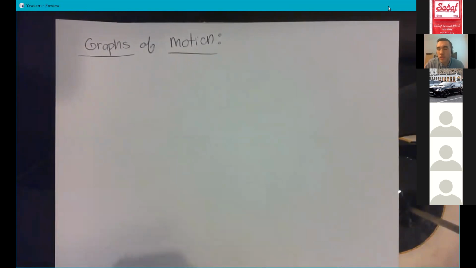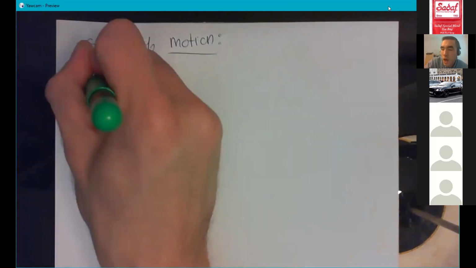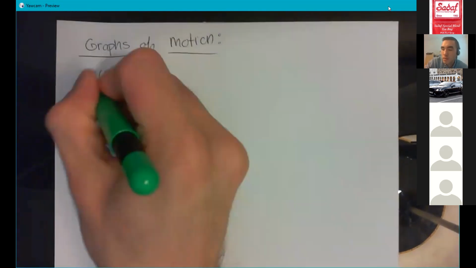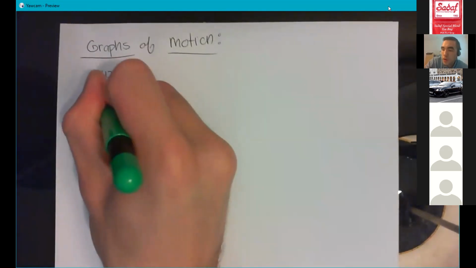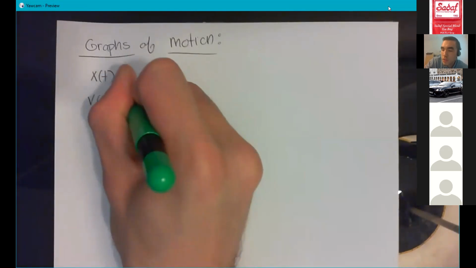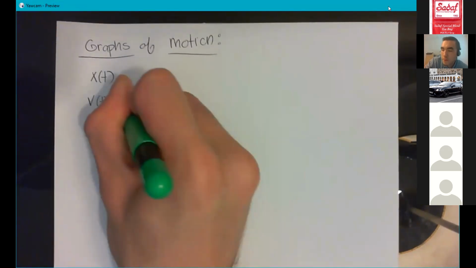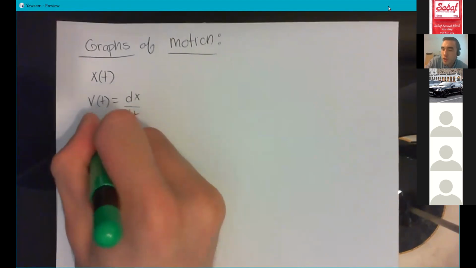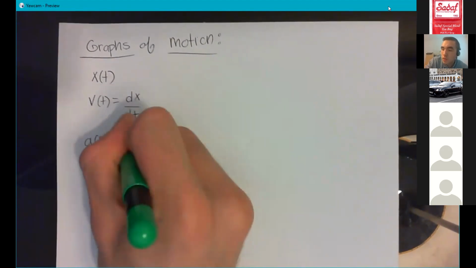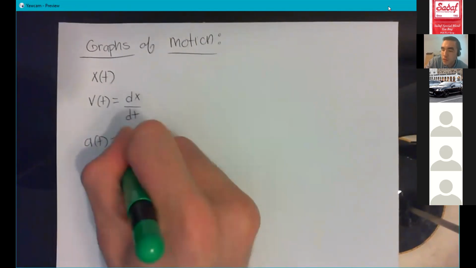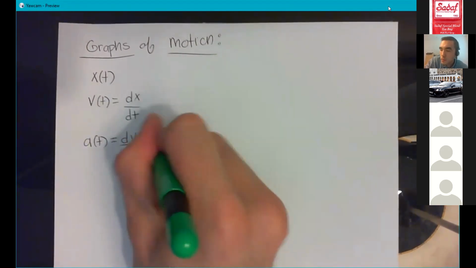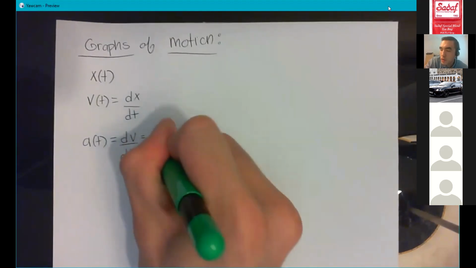If you are in calculus, please consider the following. I have position, which is a function of time. I have velocity, which is a function of time, which is equal to the position's first derivative. And I have acceleration, which is a function of time, which is equal to the velocity's first derivative, which is equal to the position's second derivative.